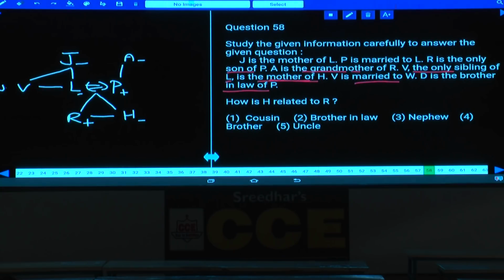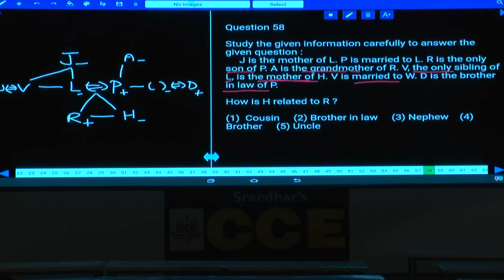Now this P is having a sister. Now the sister's husband is D. D will be here. Are you following this one or not? Sister could be. As of now it is not given, but P is the only child of A, and there could be a person. But as here in this case it is not possible, because V's brother is not possible, because V is the only sibling of L. Hence these two persons are married.